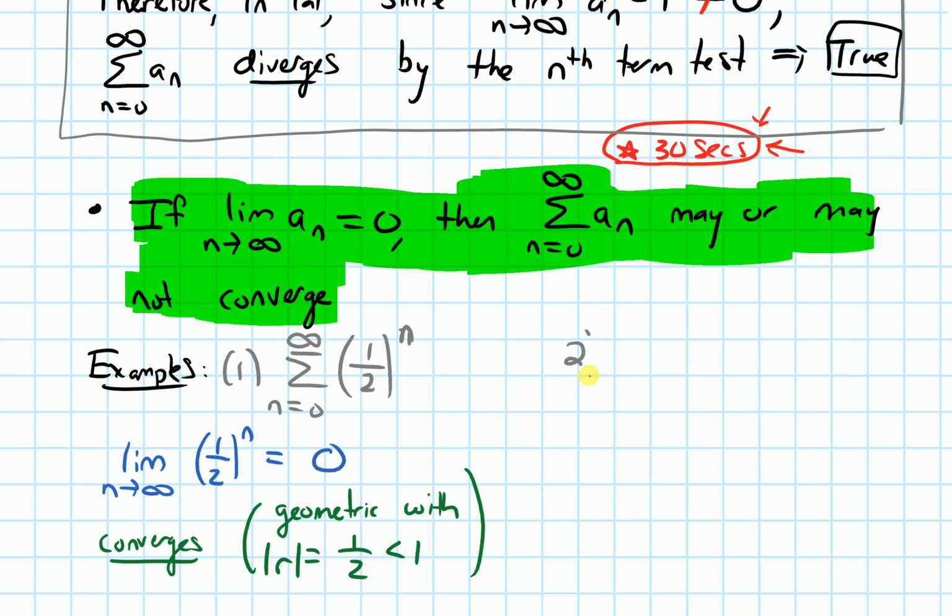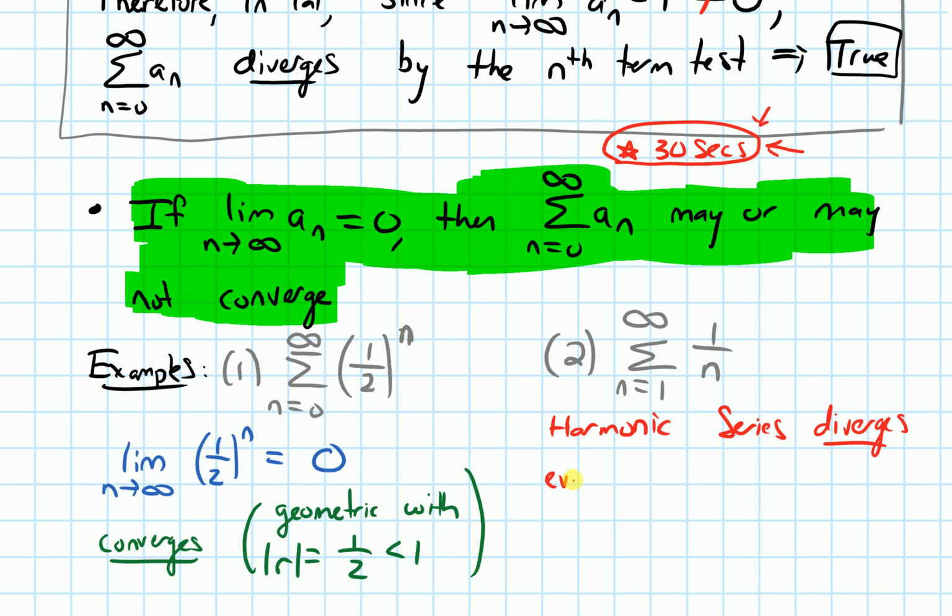Okay, so what's an example of a series where the limit of a sub n is 0, but it diverges? So the classic example is the sum from 1 to infinity of 1 over n. So remember, this is called the harmonic series, which diverges. We've actually proven this before when we talked about series. It diverges even though the limit as n goes to infinity of a sub n equals 0.